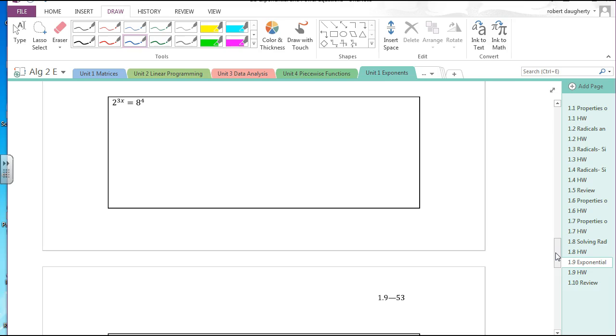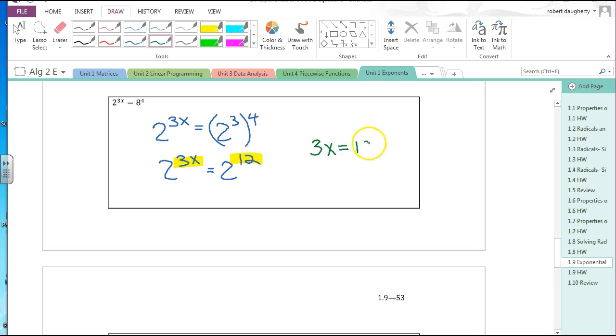Is there any way a 2 and an 8 can be written as powers of the same number? They're all powers of 2. So this is 2 to the 3x equals 2 cubed to the 4th power. So 2 to the 3x equals 2 to what power? 12. That means that 3x is equal to 12. Yeah, so x is 4.